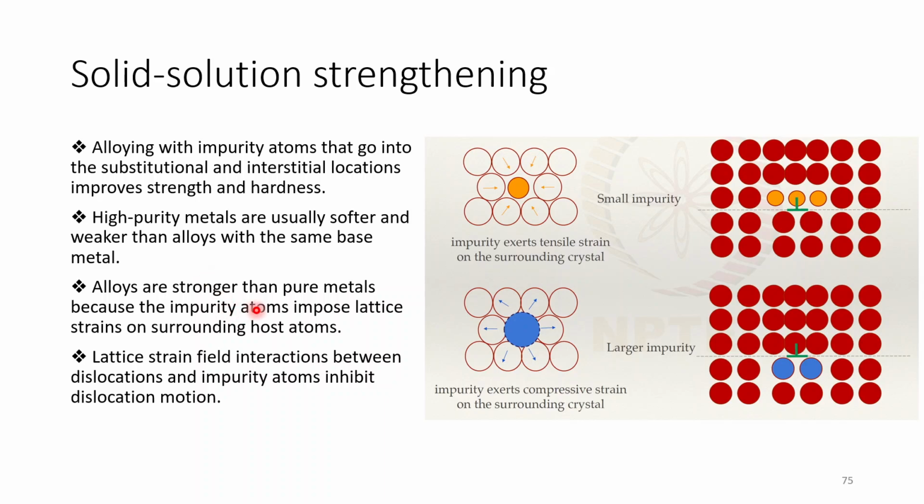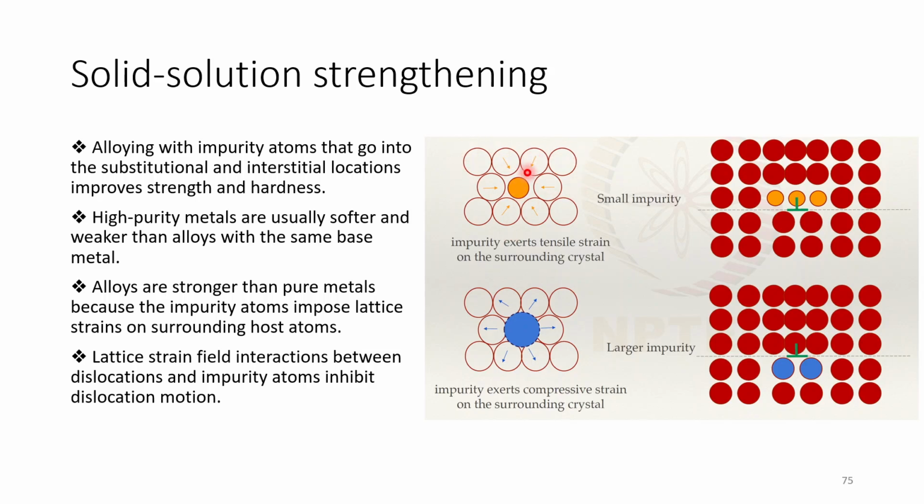And the alloys are stronger than pure metals because the impurity atoms impose lattice strains on surrounding host atoms. As you can see, these white atoms are host atoms from the matrix base metal, and the lattice strain field interactions between dislocations and impurity atoms inhibit dislocation motion.